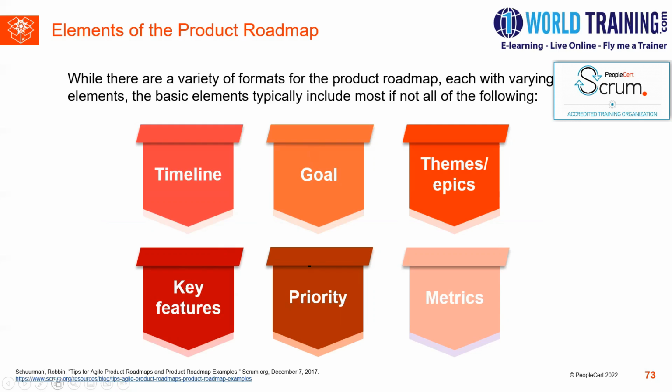In the exam, there will not be any detailed question, so you should be thorough on what the basic elements of the product roadmap are, and how these elements are being worked upon. So these are the generic elements: timeline, goals, themes or epics, key features, priorities, and metrics. These can be the straightforward questions in the exam.